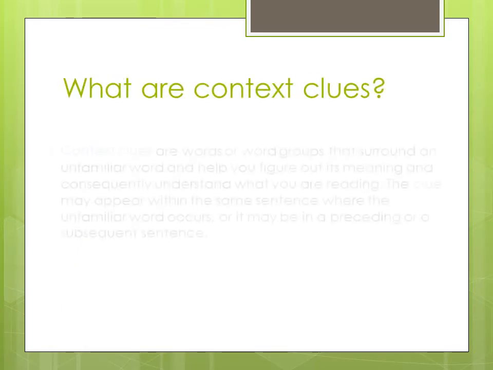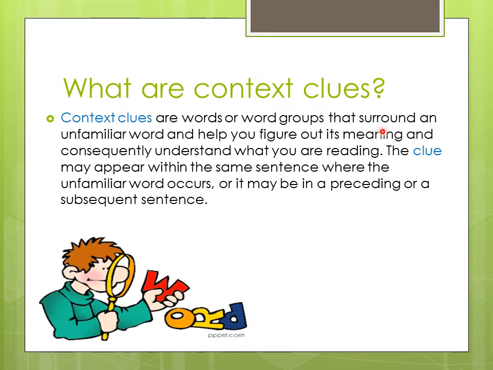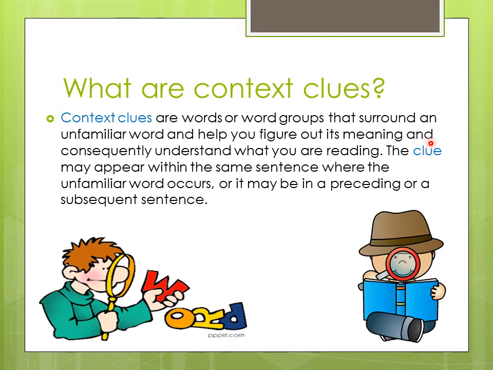What are context clues? Context clues are words or word groups that surround an unfamiliar word and help you figure out its meaning and consequently understand what you are reading. The clue may appear within the same sentence where the unfamiliar word occurs, or it may be in a preceding or a subsequent sentence. A preceding sentence is the sentence that is before the unfamiliar word, and the subsequent sentence is the sentence that comes after the unfamiliar word.